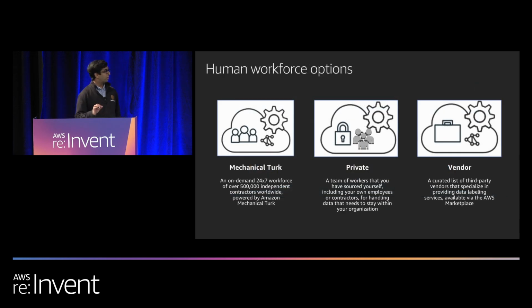Now, kind of put the pin on this before we jump into a demo. Just want to quickly, again, touch on those workforce options. So Ground Truth is a layer on top of Mechanical Turk. When you kick off a data labeling job, you can configure your job to send the task to Mechanical Turk. We'll send it out to Mechanical Turk and ensure that you're getting higher accuracy results back. That's one option.